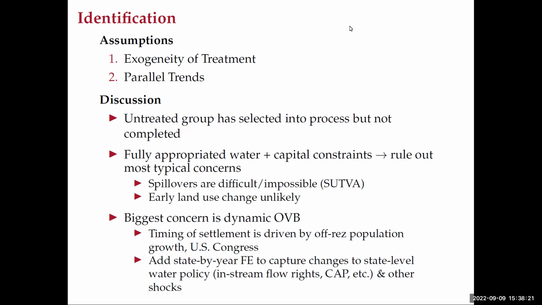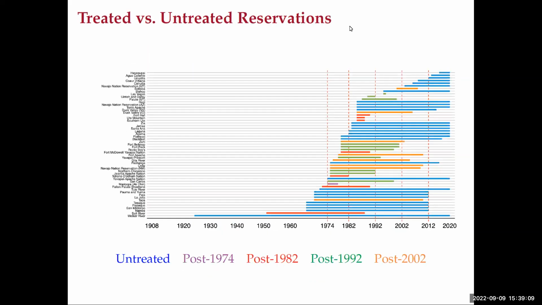So our biggest concern, as I mentioned, is some sort of omitted variable bias. There's some variable that's affecting agricultural use on the reservation and the timing of settlement. Timing of settlement is driven particularly by the US Congress and off-reservation population growth. Those are our potentially biggest omitted variables. We do things like add a state-by-year fixed effect. That is going to capture some trend in the data for a state. So if New Mexico is growing faster than Nevada, and the treated reservations are in New Mexico and the untreated reservations in Nevada, you're going to control for that growth so that that's not what's causing your outcome. All right, so let me show you the results and then I'll take questions.